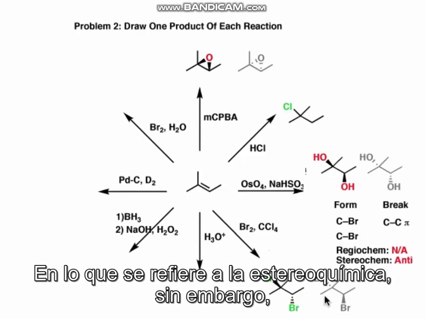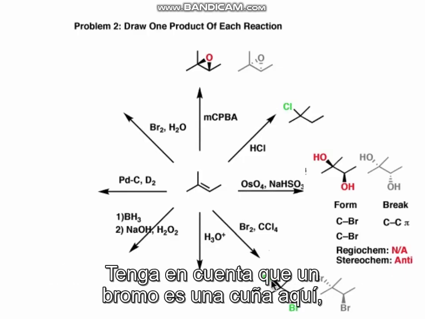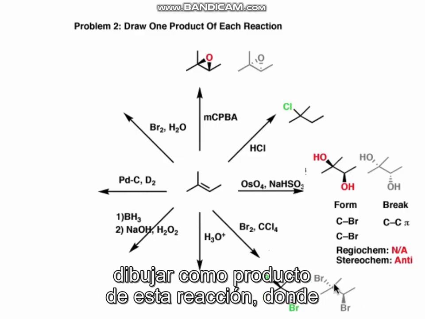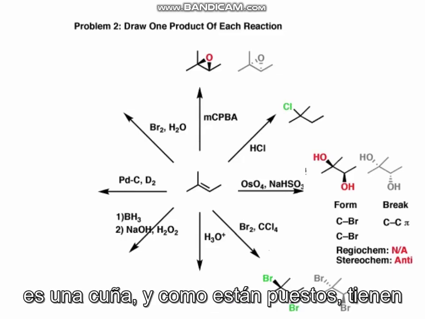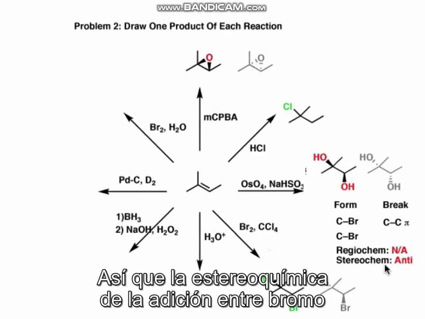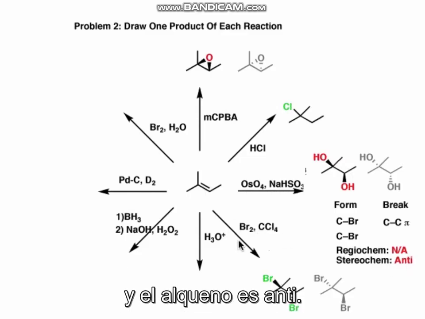As far as the stereochemistry is concerned, however, notice that the one bromine is a wedge here, one is a dash, and here to the right I've shown the other product one could draw as the product of this reaction, where this bromine is a dash and this bromine is a wedge. And since they've added to opposite faces of the alkene, we call this anti-addition. Okay, so the stereochemistry of the addition between bromine and the alkene is anti.